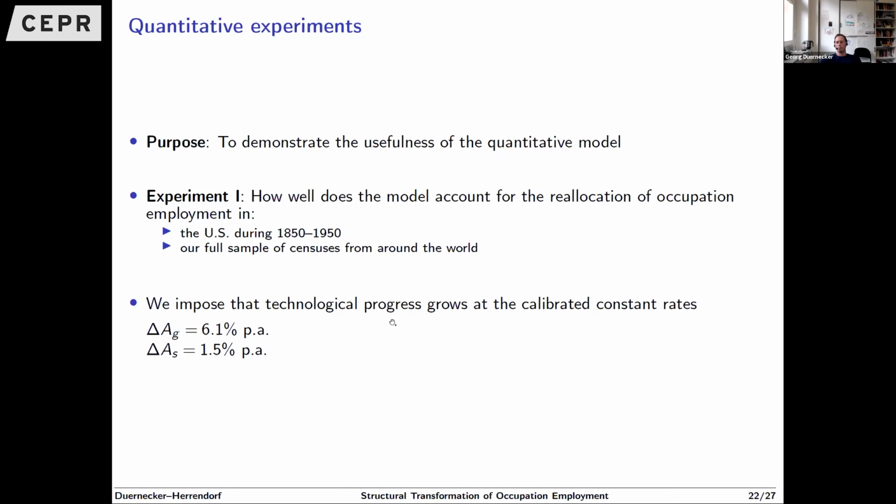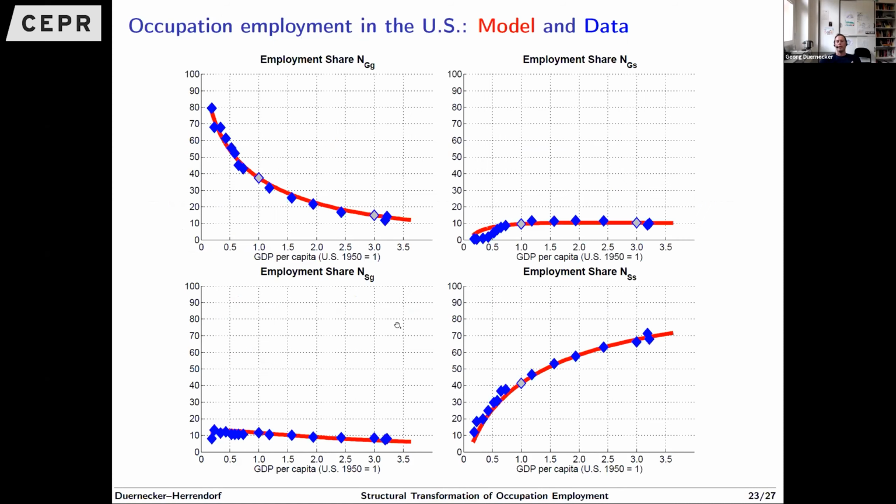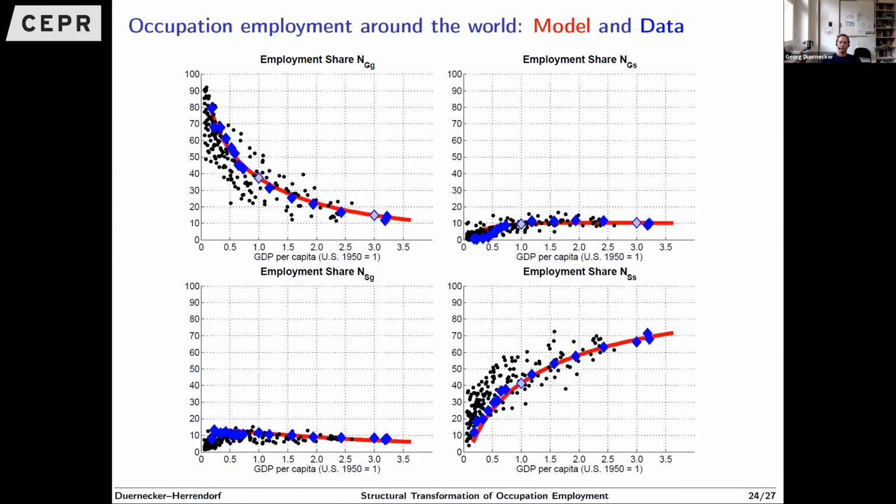We feed in the technological progress that we've calibrated post 1950, and then we get model predictions for 4 employment shares, which are for 2 occupations in 2 sectors. And that's the red line. The blue dots are again the data. The grayish diamonds are the calibration targets. So all the data points that come before the calibration targets were not used in the calibration. And you see that the model actually produces a very good fit for the occupational employment for the US. And since the US, in fact, is an average of the world, or at least of the sample that we work with, it's also a very good representation of the world average.